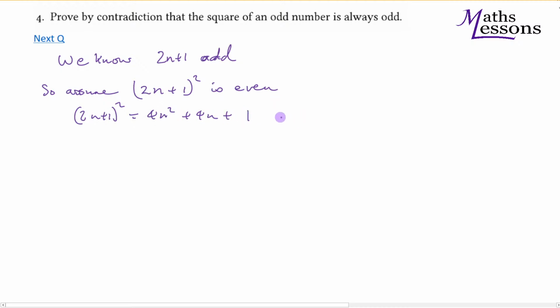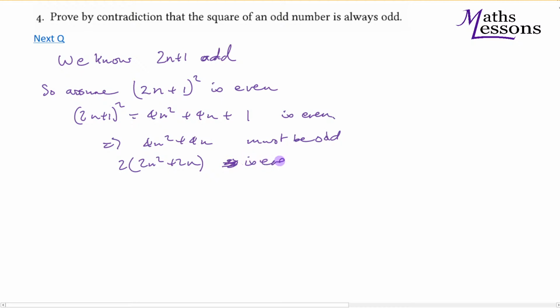So if this is even, this implies that 4n squared plus 4n must be odd. And we can take 2 out as a factor, 2n squared plus 2n. So is it actually even? As there is a factor of 2. Which is a contradiction.